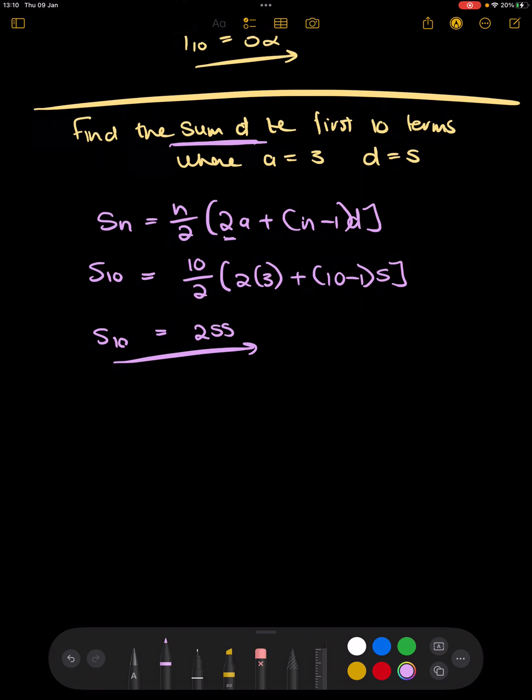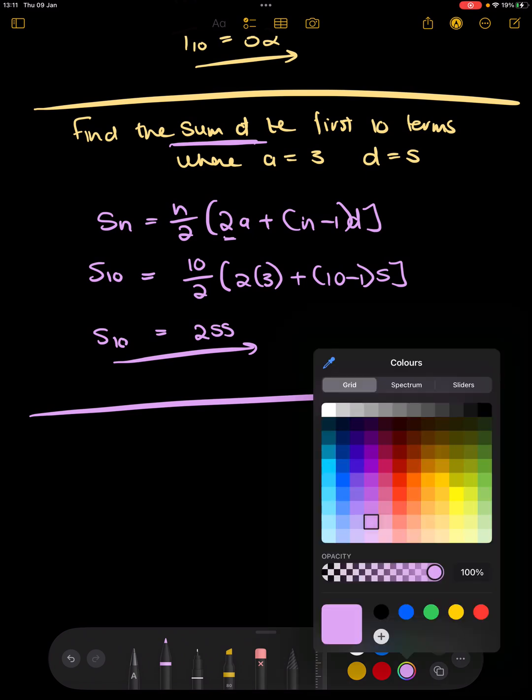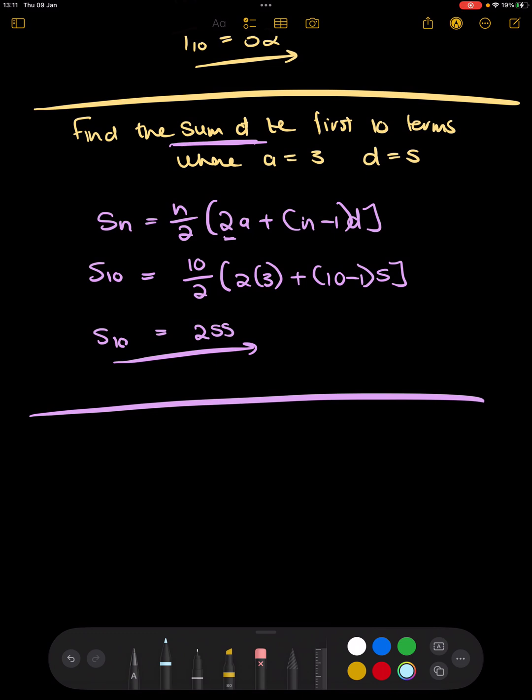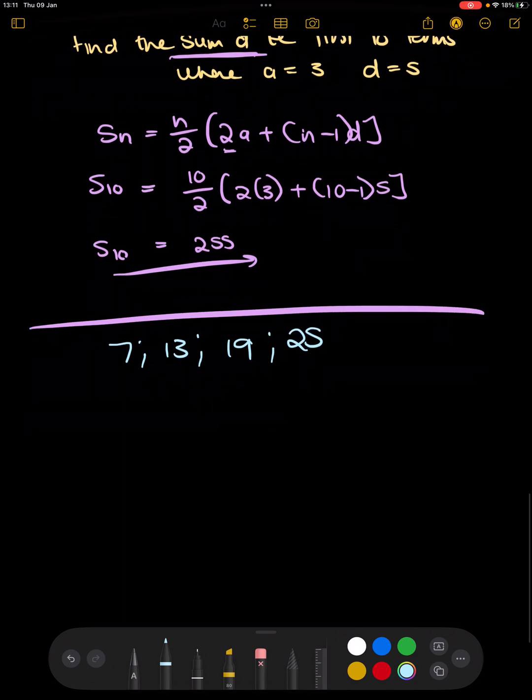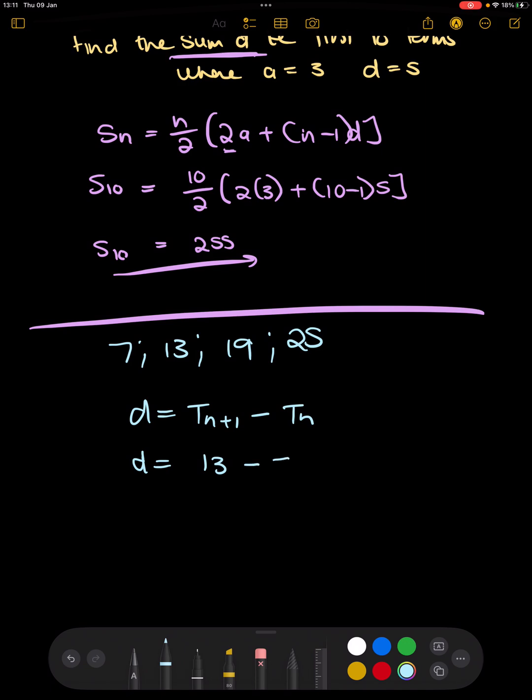Then let's have a look at a third example. They give us the sequence as follows, and they ask us to find the common difference. So remember that formula that I showed you, d is equal to Tn plus 1 minus Tn. We can basically take any term, it doesn't really matter. I'm going to say 13 minus 7, and therefore my difference is going to be 6.